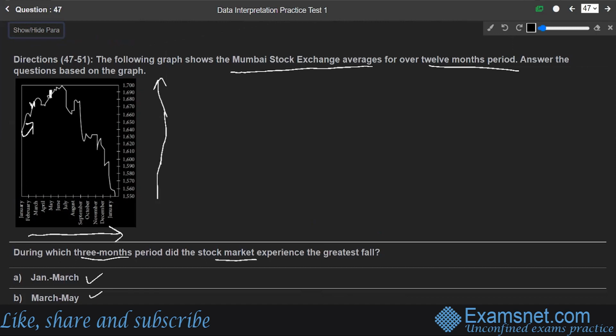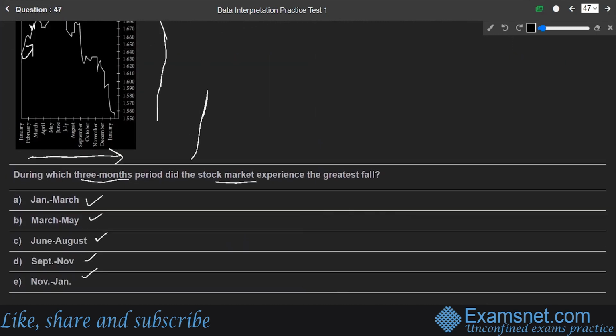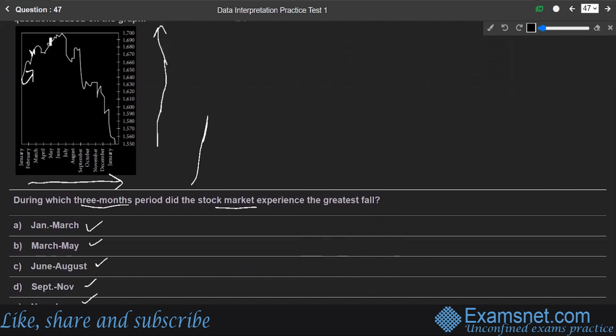If you see the other option, option C says June to August. From June to August, there is a little rise, then a fall, and then again a rise. If you see September to November, there is a little rise, then a drop, then again a rise.